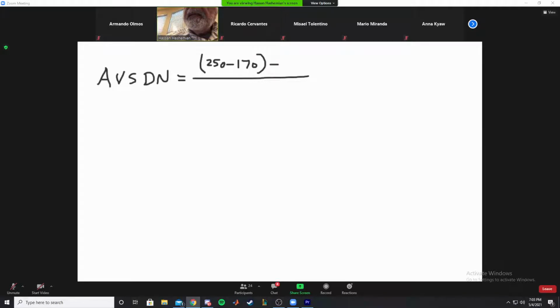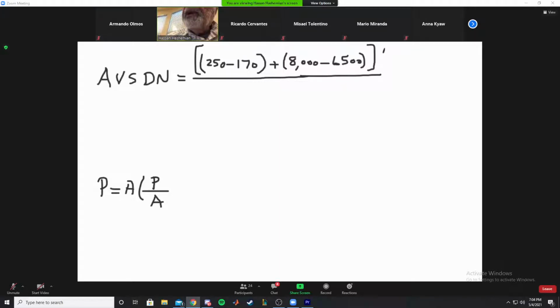Plus the difference between the user cost, which is 8,000 minus 6,500, correct? So these are the differences between them. When we add them together, that's the benefit. But this benefit is annual. That's the A. So how do I make A into P? We multiply by P over A, correct? So I multiply the whole thing by P over A.